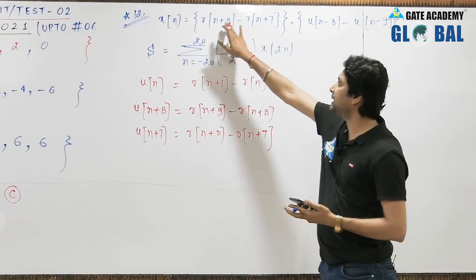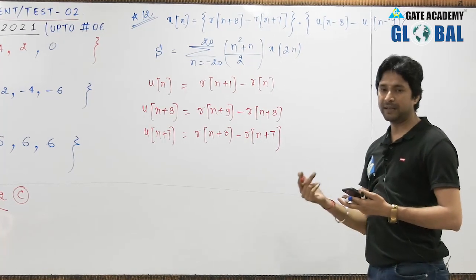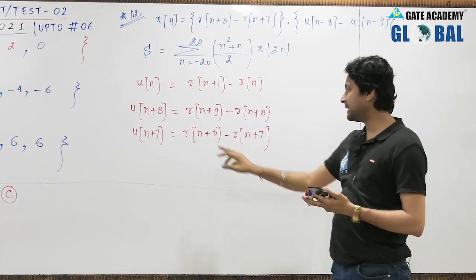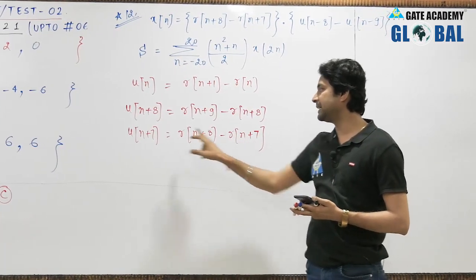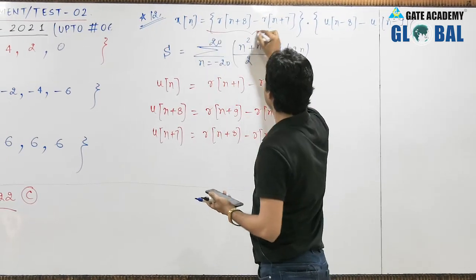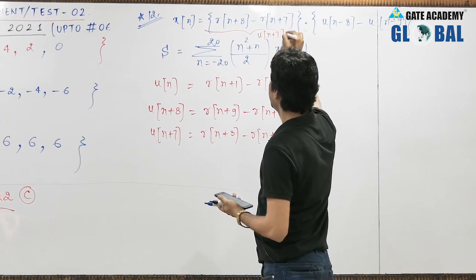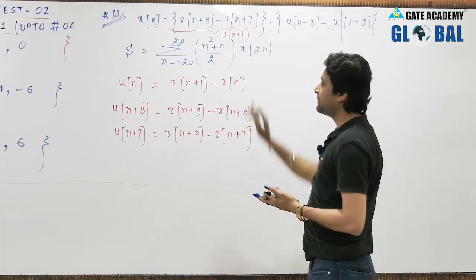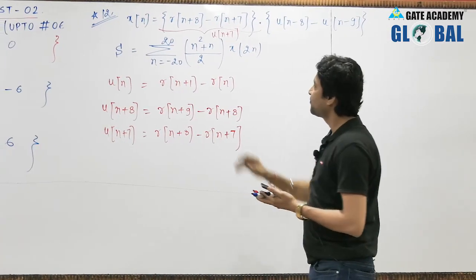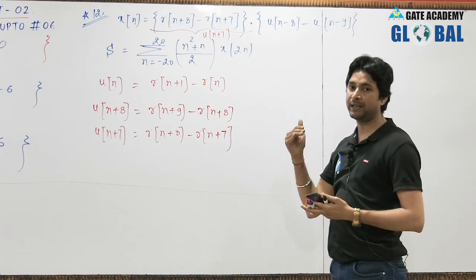So n plus 7, n plus 8: if you have to find the difference of these two consecutive ramps, then r of n plus 8 minus r of n plus 7 will give you u of n plus 7. So now this part of the signal is known to us as u of n plus 7, right? How does this function u of n plus 7 look? It is the signal which starts from n equals minus 7.